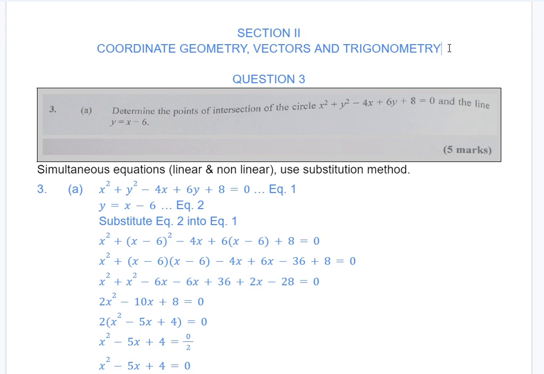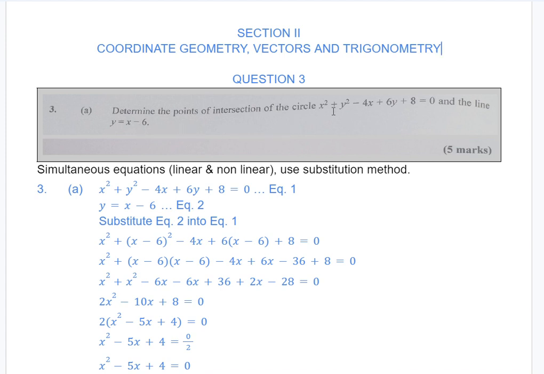Good day, everyone. In this video, I'll be doing question 3A of the May 2024 Add Maths Paper 2 exam. The question is, determine the points of intersection of the circle x squared plus y squared minus 4x plus 6y plus 8 equals 0 and the line y equals x minus 6.